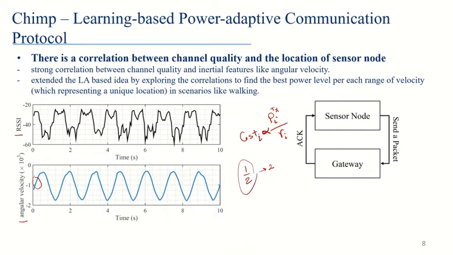Well, this is actually a geometric random variable. So using this simple lightweight reinforcement learning algorithm, the sensor node can gradually learn the best transmit power level at each range of angular velocity. For example, here it gradually finds that because the channel quality is low, maybe a high power level is a good one, and if the angular velocity is in this range, then it finds that maybe a low transmit power level is a good choice.